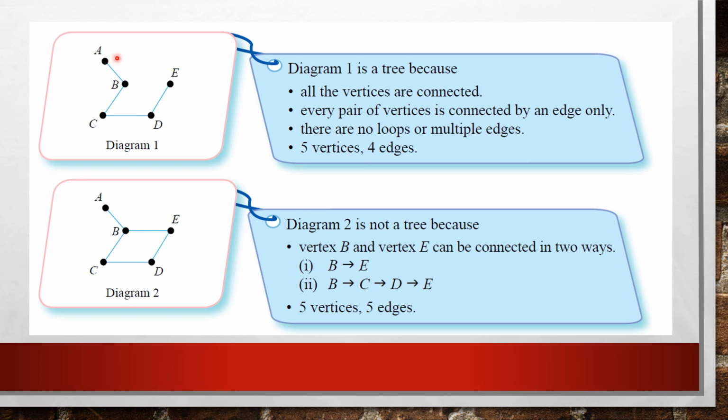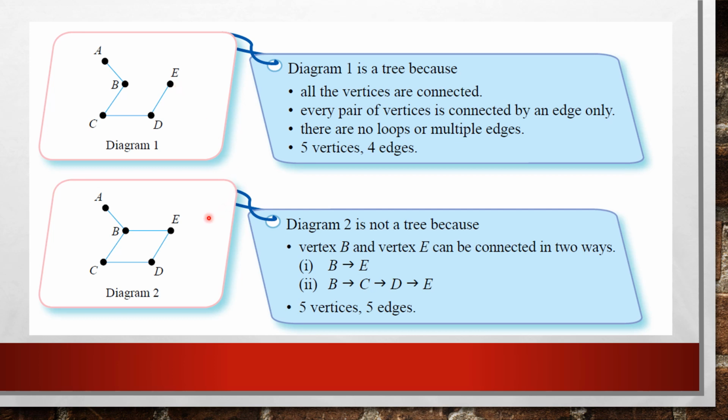So, in other words, what does tree mean? For example, from A, you want to go to E, you have only one way to go. That is, you must go to B, then C, then D, then only you can reach E. You don't have other ways to go to E.